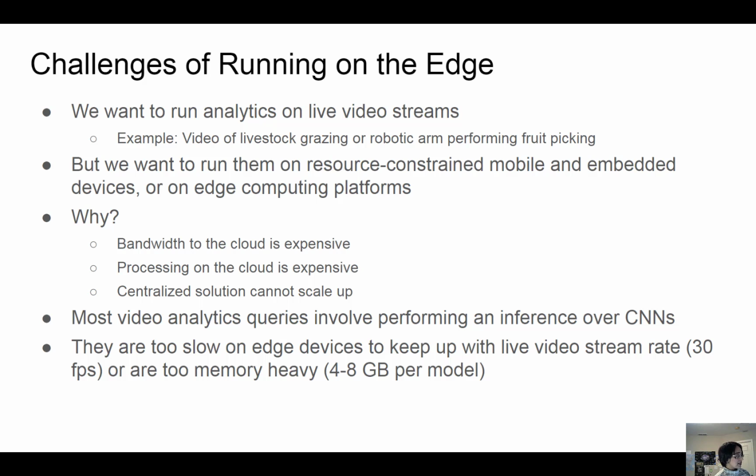So most of the video analytics queries involve inferencing over convolutional neural networks, and this is a very compute-intensive task. And these are generally too slow on edge devices to keep up with the live video stream rate, which is 30 frames per second, or they're very memory heavy. And that's why you need approximate versions of these solutions.